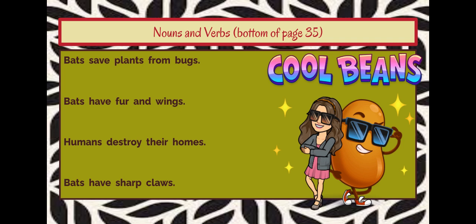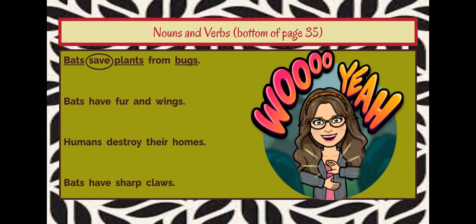Bats save plants from bugs. What are the nouns or naming words in this sentence? What is the verb in this sentence? So bats, plants, and bugs are our nouns that we're going to underline, and save is our verb. Let's look at the second sentence. Bats have fur and wings.